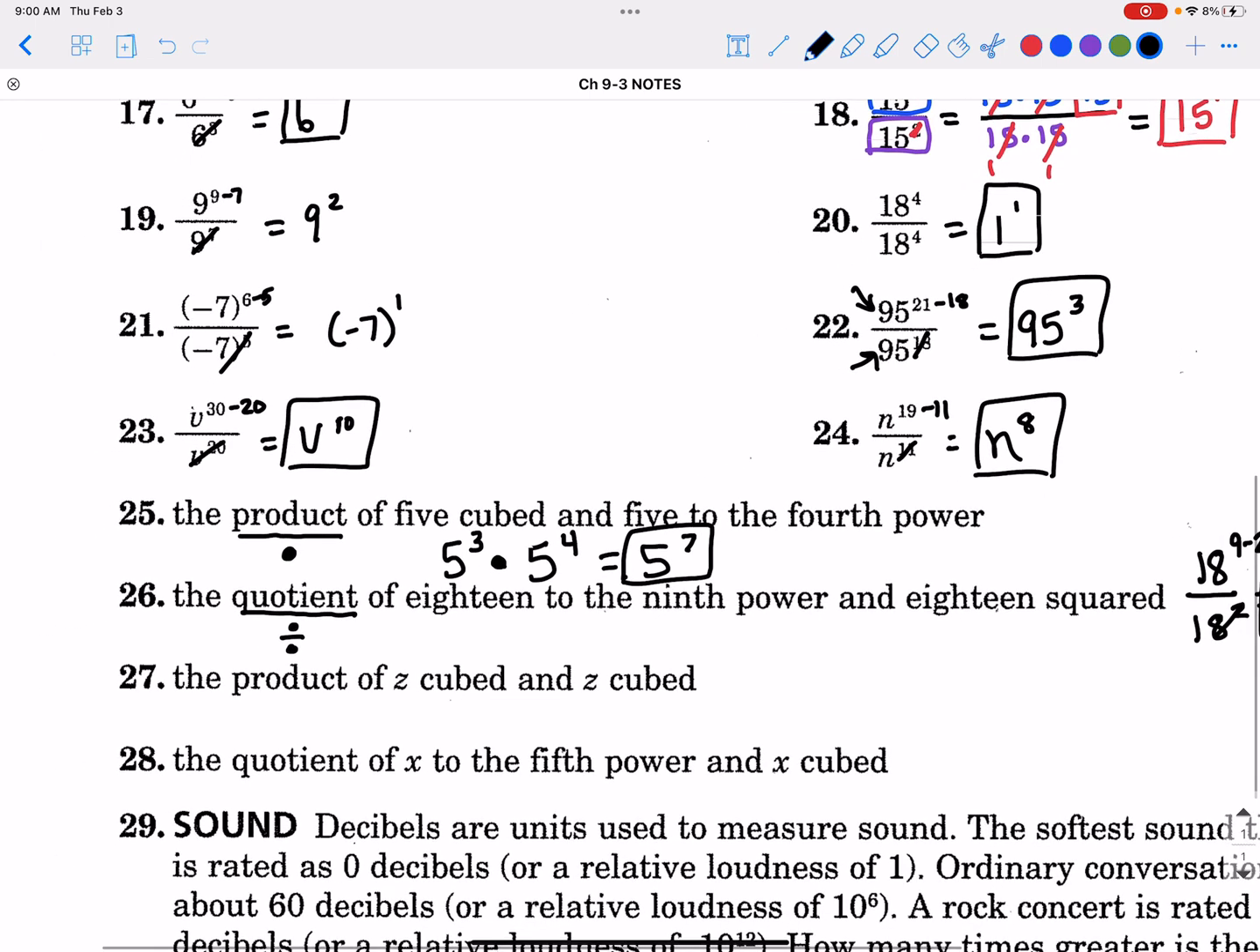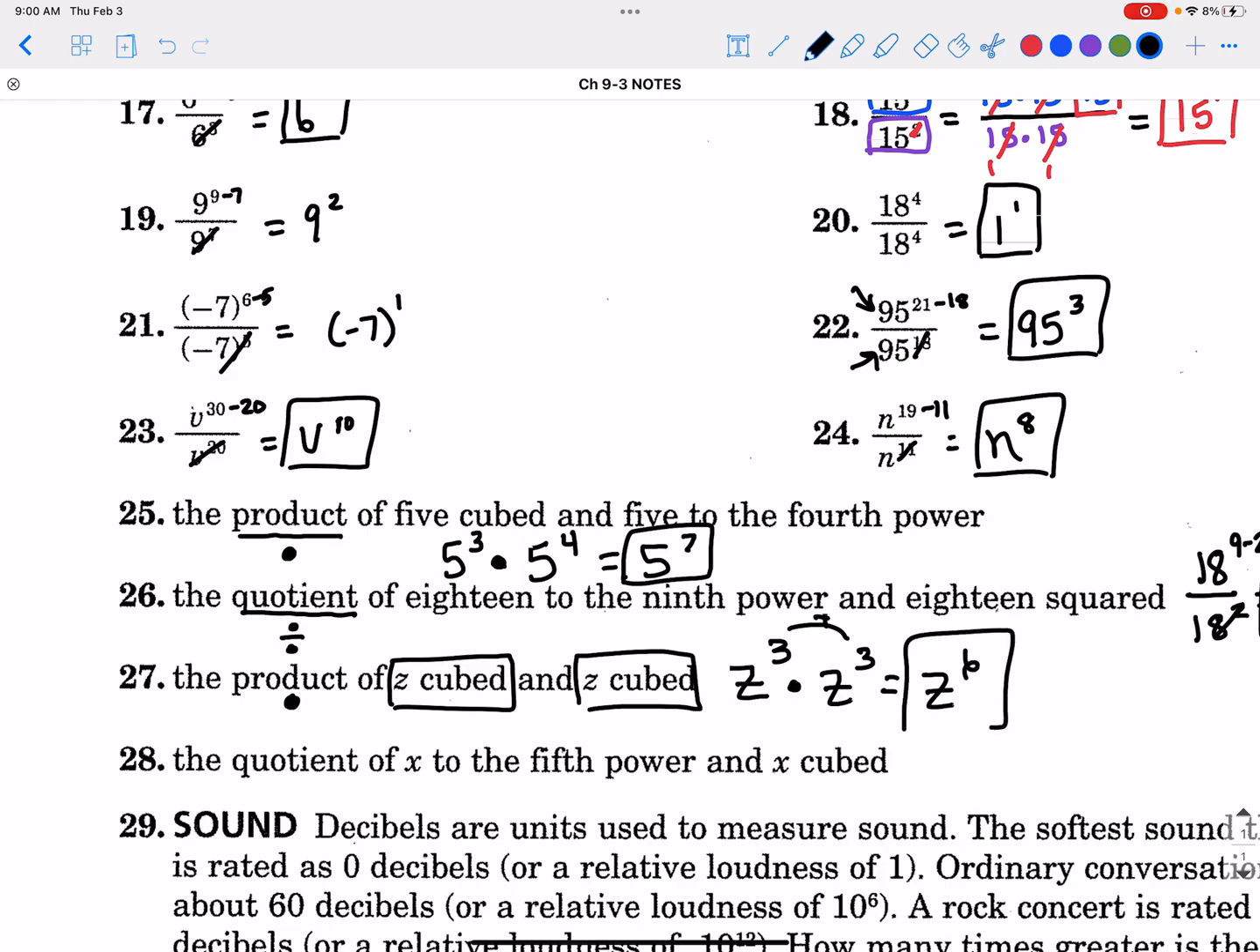Okay, again, we've got the product, so it's multiplication. The product of z cubed. Product means multiply. Z cubed right here. And z cubed right here. And base is a z, so I'm going to keep the base. Since it's multiplication, I'm going to add these exponents, so I get 6.